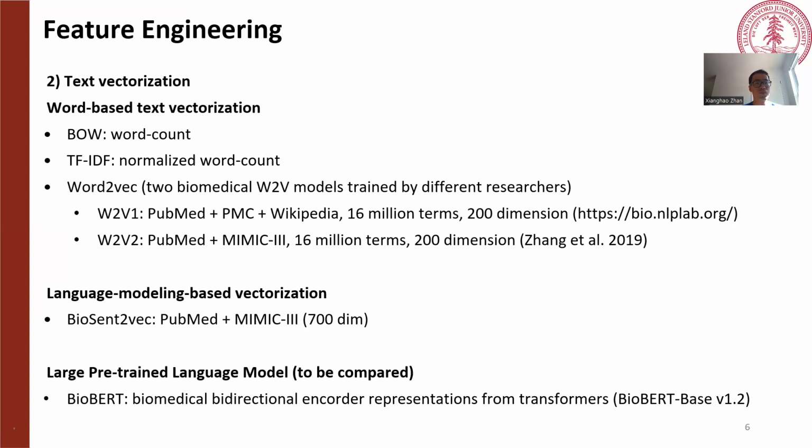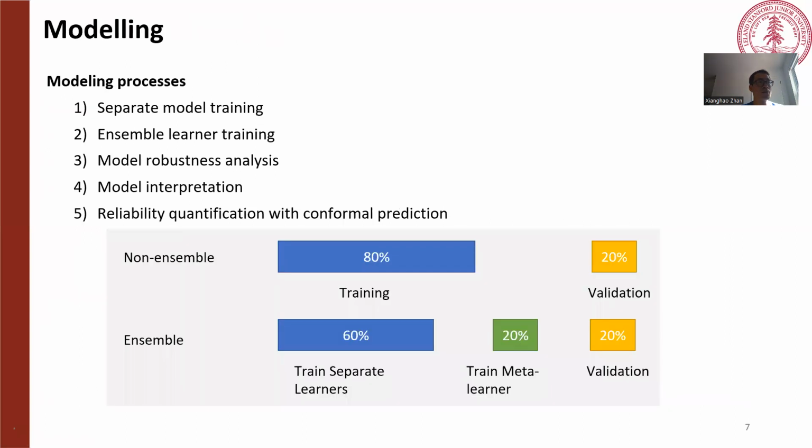And with these vectorization approaches, what we're going to do is the modeling process, and we have done these 5 different types of experiments. Firstly, we train different classification models based on the separate vectorization models. And secondly, we performed ensemble learner training. In this case, we ensemble different types of vectorization approaches and use a logistic regression on top of the predicted probability to ensemble the decisions made by different vectorizers.